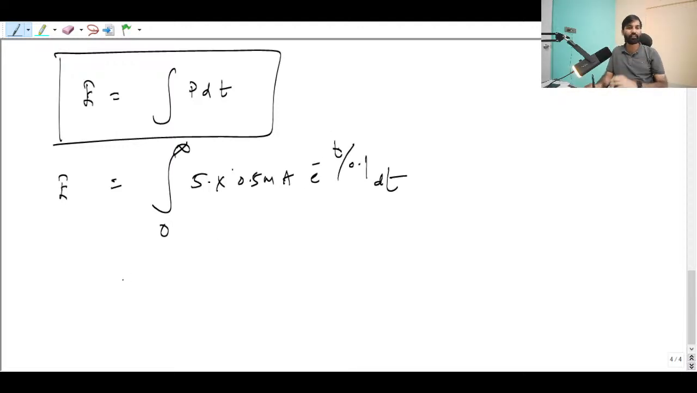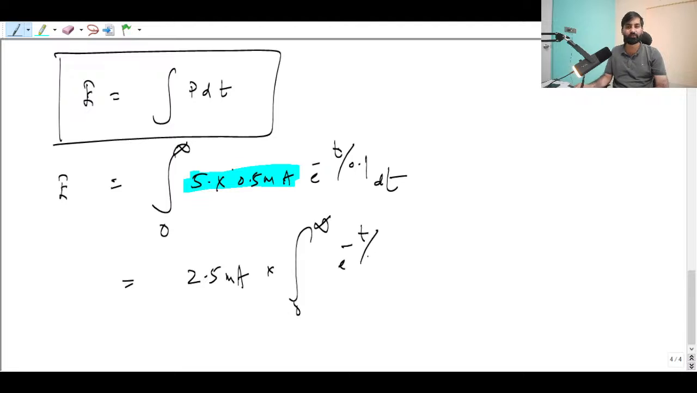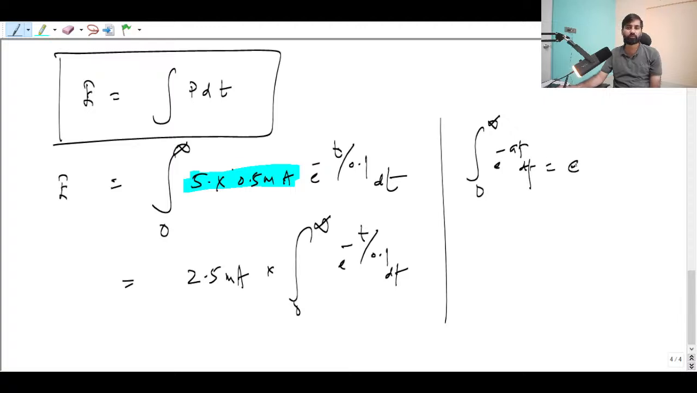Now whatever constant is common, you can take it out. So it becomes 5 into 2.5, that is 2.5 milliampere, into integral 0 to infinity e raised to power minus t by 0.1 dt. If you integrate this, you should know that the integration from 0 to infinity of e raised to power minus at dt is 1 by a only. In signals and systems, you have studied these things, yeah?